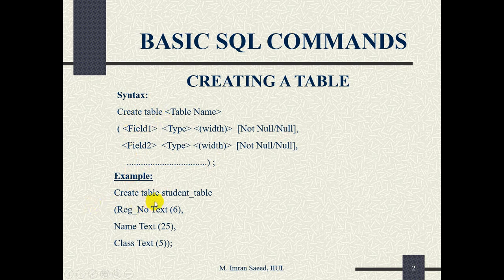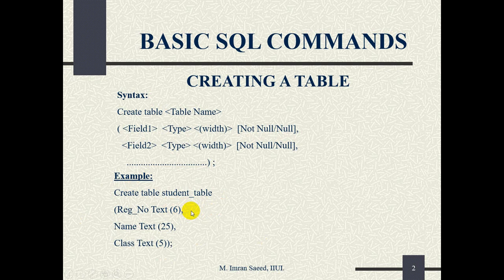So create table, and then the table name is student table, and then the starting bracket. Field 1 is reg number, type is text, width is 6. I did not write not null in front of it, so by default it will consider it null. So if somebody tries to enter a null value for reg number, it will accept. Remember one thing, we are not making the table with a primary key, right? It is a simple table, so it will take the null value.